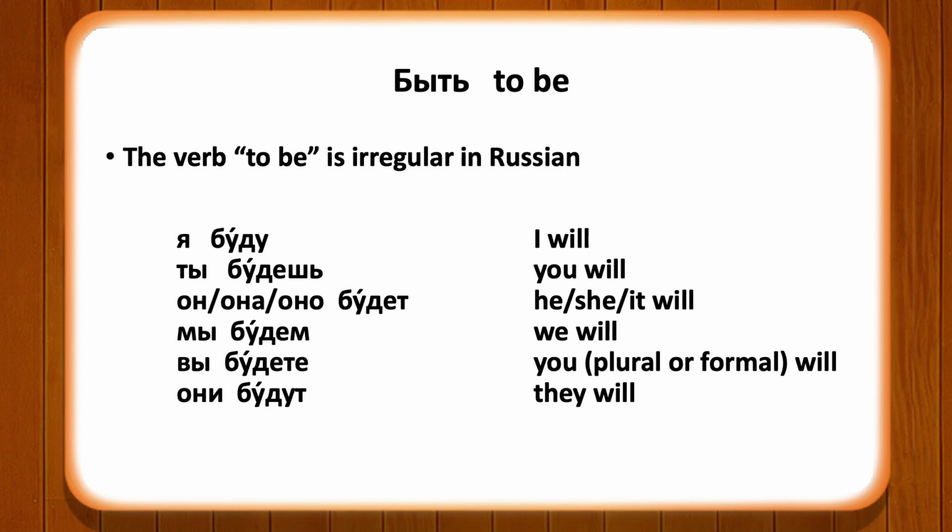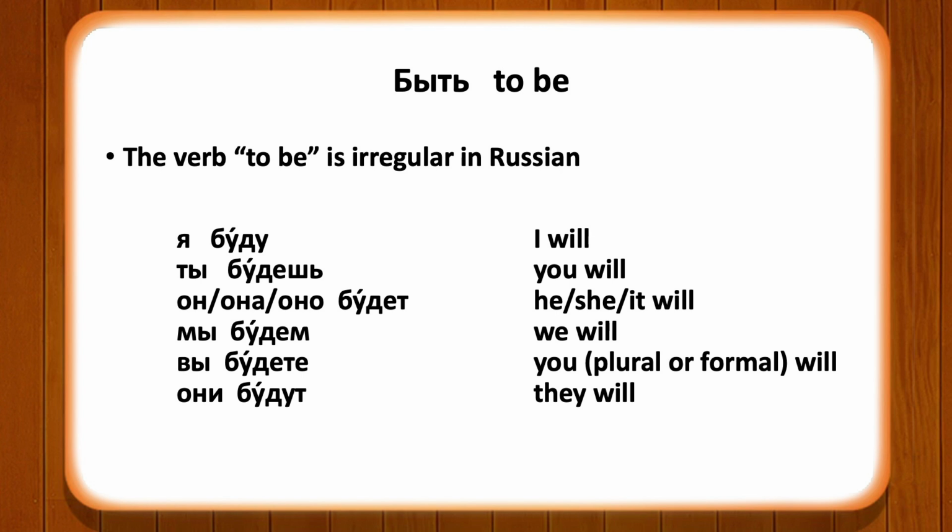Я буду, which means I will. Ты будешь, which means you will. Он будет, which means he will. Она будет, which means she will. Оно будет, which means it will. Мы будем, we will. Вы будете, it means you will, the formal as well as plural form. Они будут, which means they will.